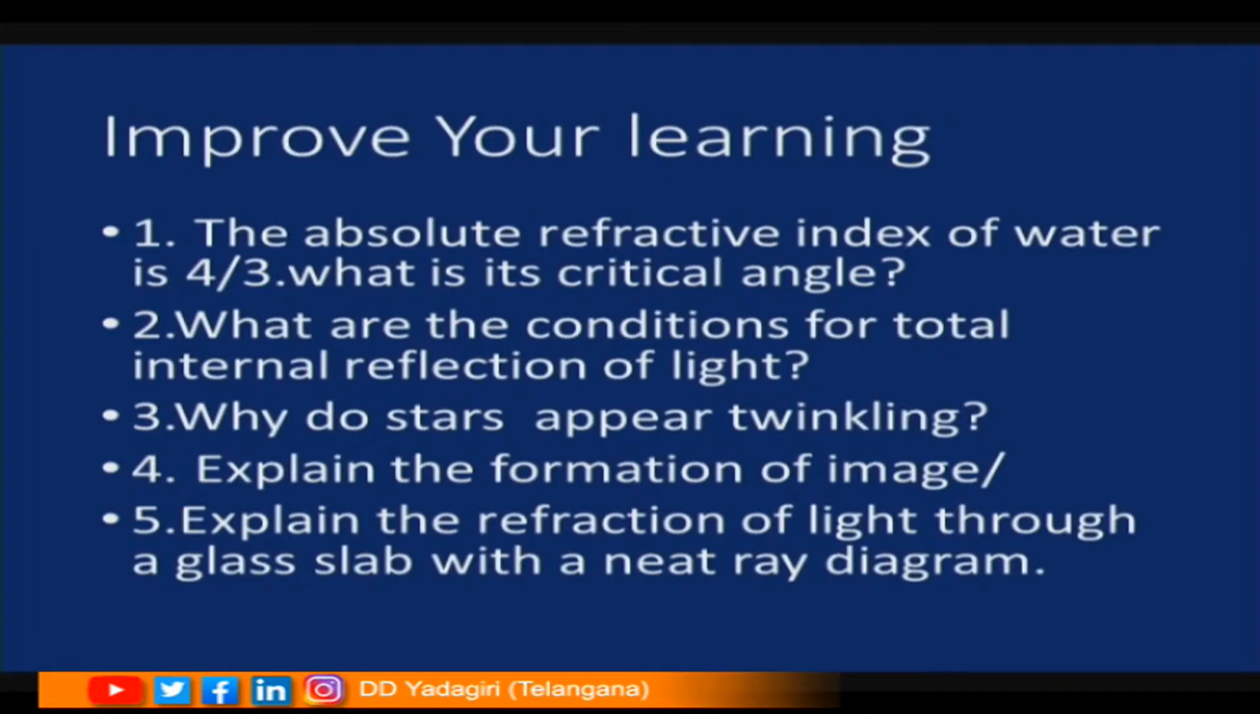The absolute refractive index of water is 4/3. What is its critical angle? What are the conditions for total internal reflection of light? Why do stars appear twinkling? Explain the formation of images. Explain the formation of mirages. Explain the refraction of light through a glass slab with a neat diagram.